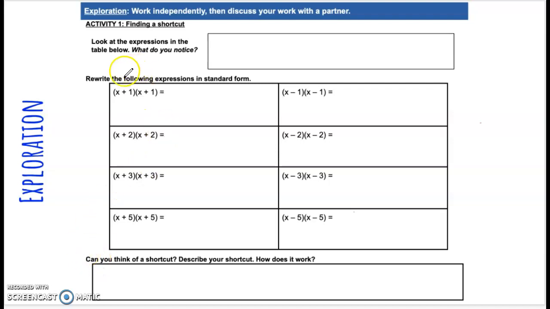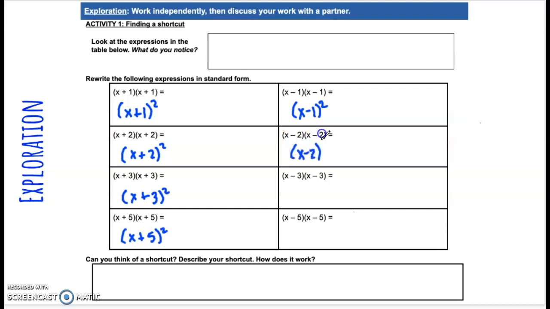All right, so the first thing that I notice is that I have perfect squares in all of my boxes. x plus 1 times x plus 1 is the same thing as x plus 1 squared. x plus 2 times x plus 2, that's the same thing as x plus 2 squared. x plus 3 times x plus 3 is the same thing as x plus 3 squared. x plus 5 times x plus 5 is x plus 5 squared. x minus 1 times x minus 1 is x minus 1 squared. x minus 2 times x minus 2 is x minus 2 squared. x minus 3 times x minus 3 is x minus 3 squared. x minus 5 times x minus 5 is x minus 5 squared.